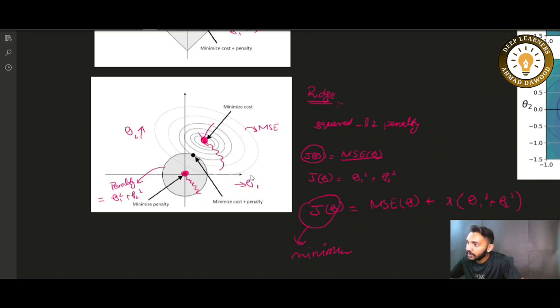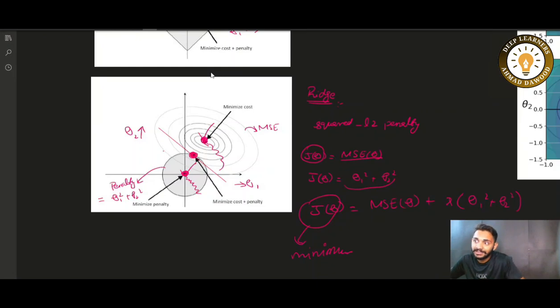When you have g of theta as a penalty, then your minimum g of theta is this one. When you have mean square plus lambda times some penalty, then your minimum value will be like in the case of lasso, your minimum will be this one, where they are overlapping each other. This will be your minimum.